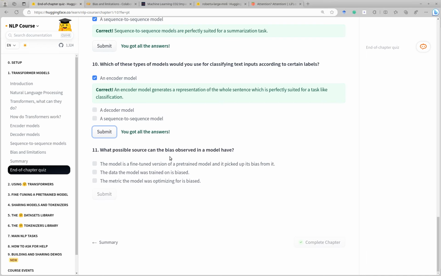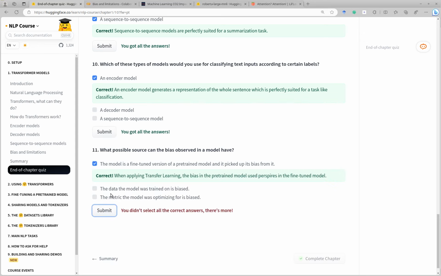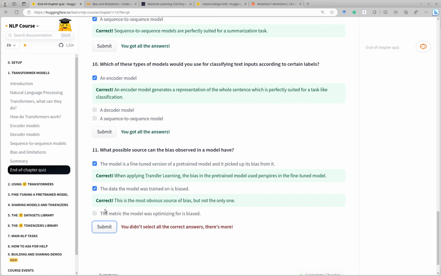What possible source can the bias observed in a model have? A model is a fine-tuned version of a pre-trained model, and it picked up its bias from it. Yeah, this is the thing. The data the model was trained on is biased. So we obtained the bias from the pre-trained one. There's more: the data could also contain the bias. That's maybe the thing. So this is all about this chapter.